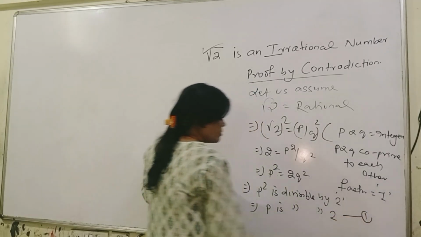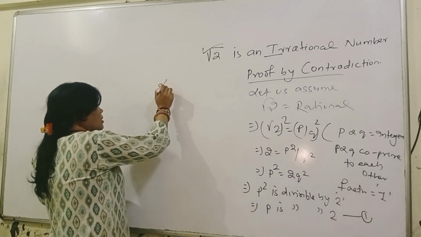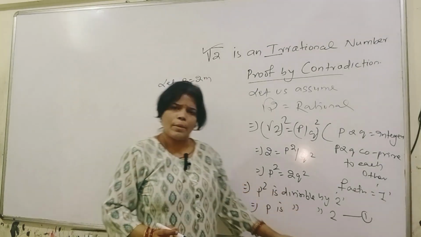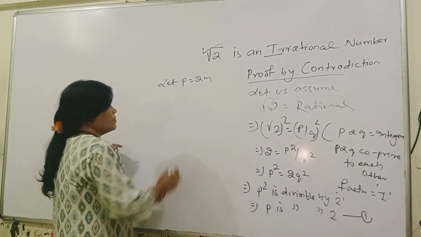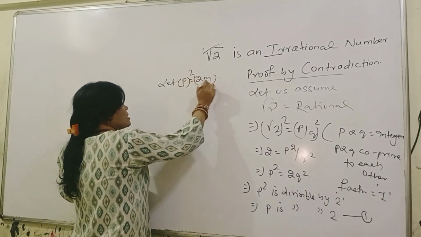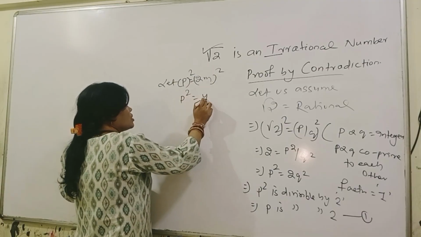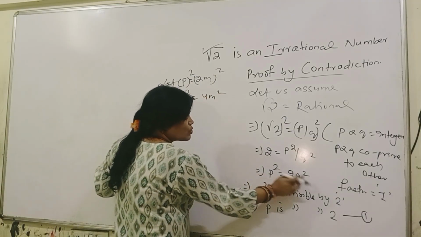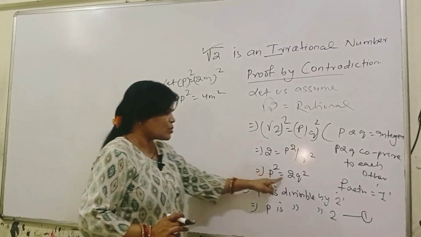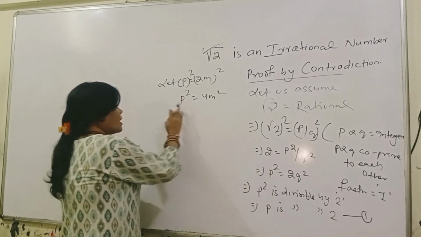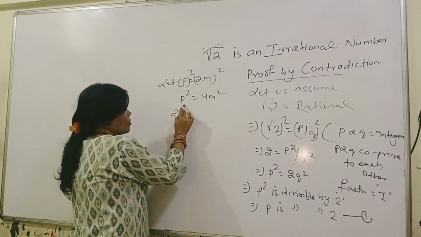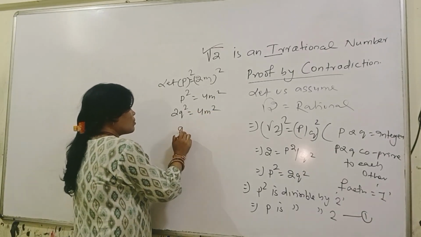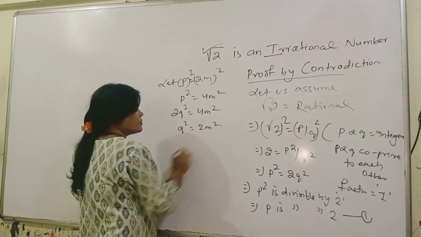ये equation 1. Now, let P is equal to twice M because P is divisible by 2. Now squaring both sides. P square is equal to 4M square. P square 2Q square के साथ इक्वल है. यहाँ पे P square is equal to twice of Q square. तो right, substitute P square for twice Q square is equal to 4M square, right? Now Q square is equal to twice M square.